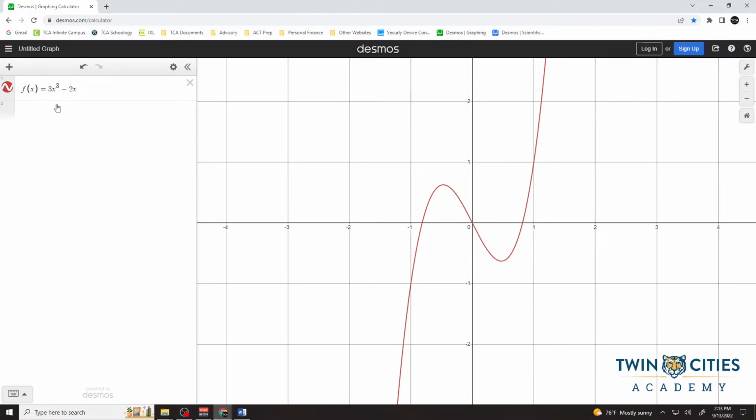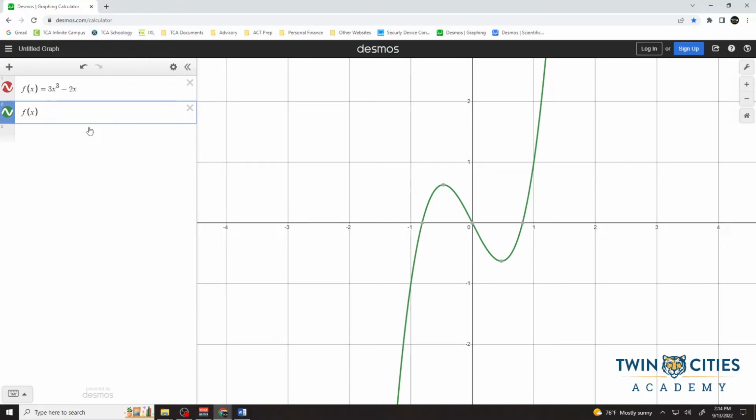I've got f of x equals 3x to the third minus 2x, and here's the graph of that. So I'm going to use this as kind of my base function, if you will. And then here, I'm going to take f of x, and you'll see that it's exactly the same, right? F of x equals 3x to the third minus 2x. Here, my second line just says f of x. It is acting as if it is that first line.